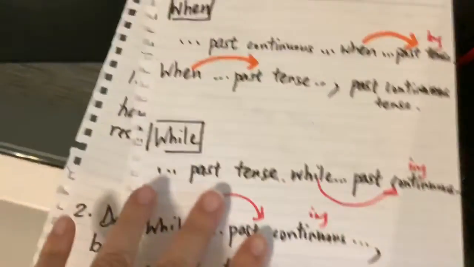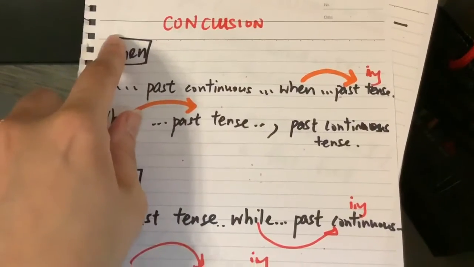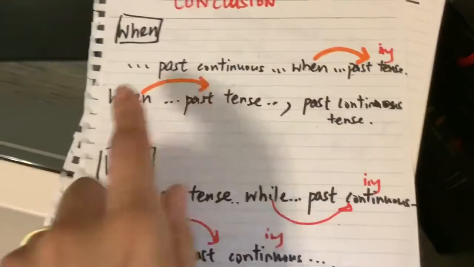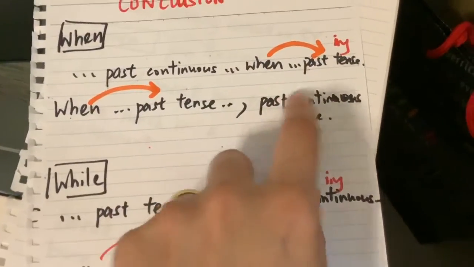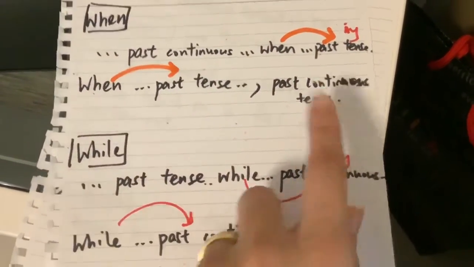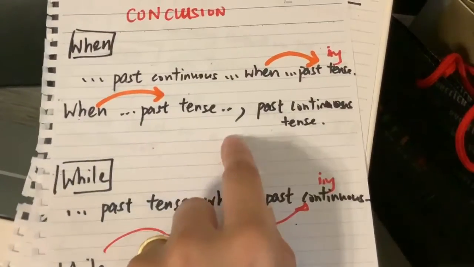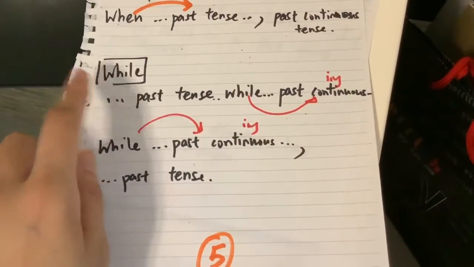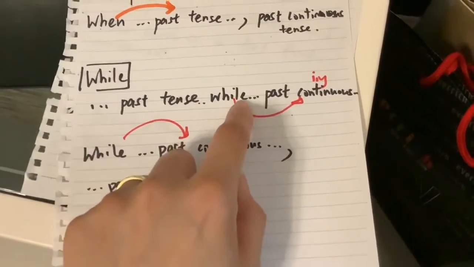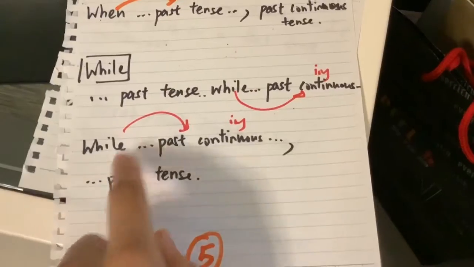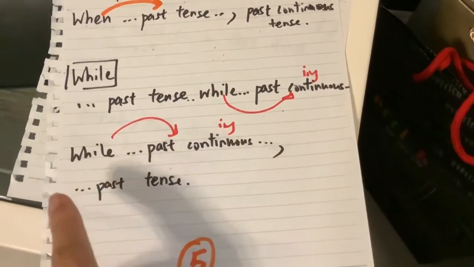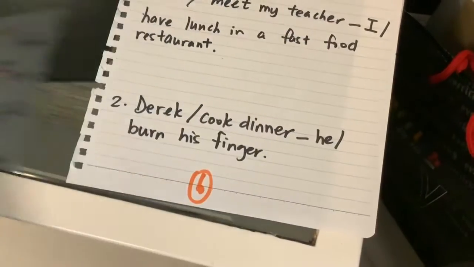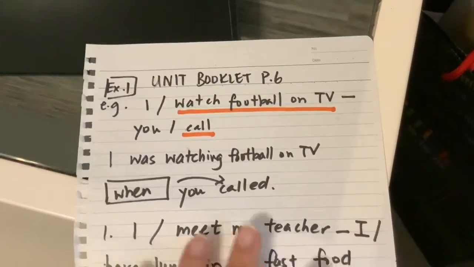Okay? I make it simple for you by showing you this. So take a look here. So if you use when, it will be past continuous tense, when, past tense. Okay? Or when, past tense, comma, past continuous tense. Okay? So when you do the unit booklet, you pause it and take a look at this. Alright? Next one. While. It will be something, something, something, past tense, while, ing, or while, past continuous tense, comma, then past tense, full stop. Okay? So you can take out your unit booklet and turn to page 6.